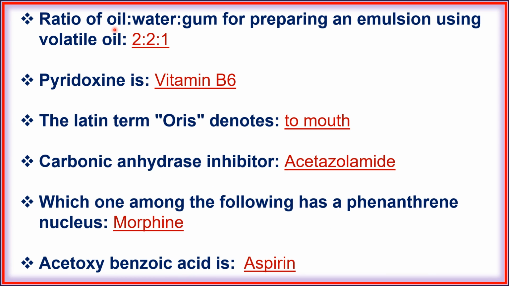Next, ratio of oil, water, gum for preparing an emulsion using volatile oil is 2:2:1. Next, pyridoxine is vitamin B6. Next, the Latin term oris denotes mouth. Next, carbonic anhydrase inhibitor is acetazolamide. Next, which one among the following has a phenanthrene nucleus? That is morphine. Next, acetylsalicylic acid is aspirin.